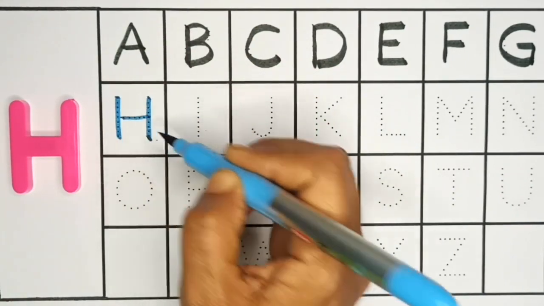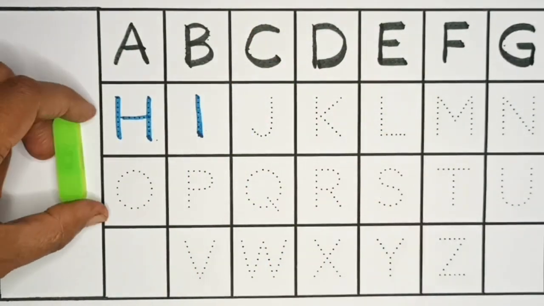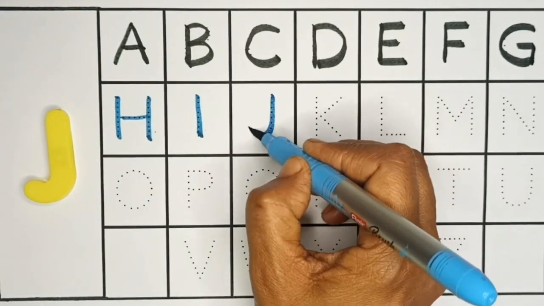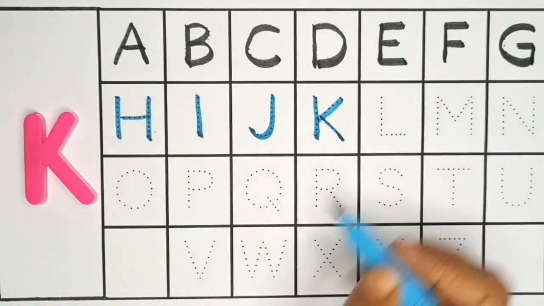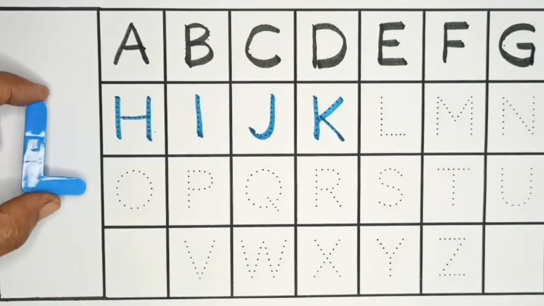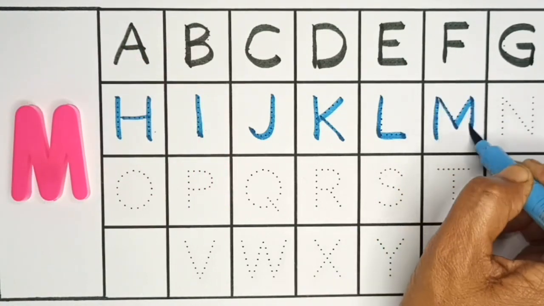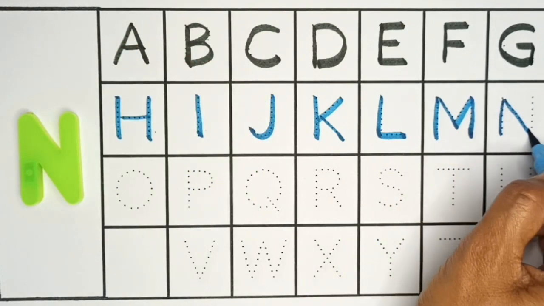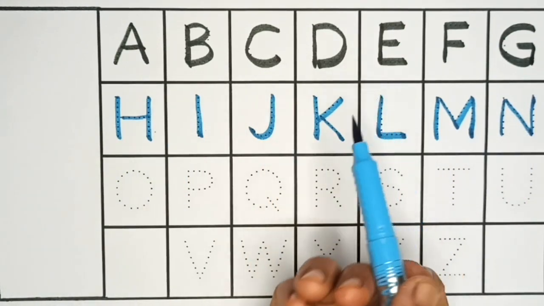H for hen. I for ice cream. J for jug. K for kite. L for lion. M for monkey. N for nest. Blue color.